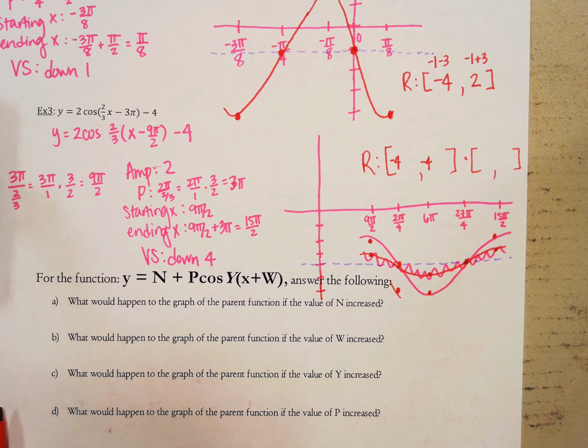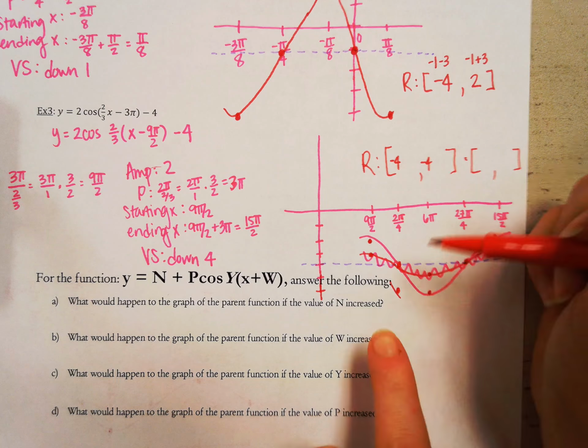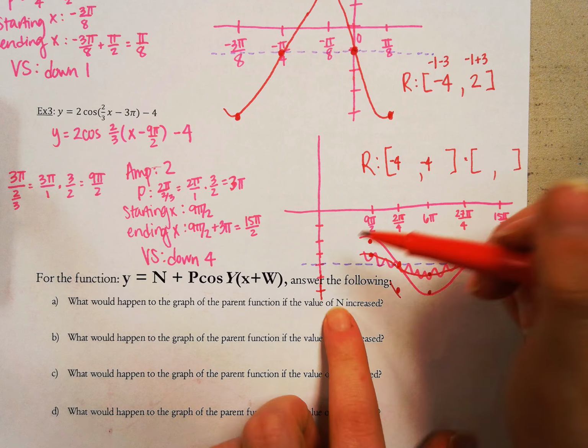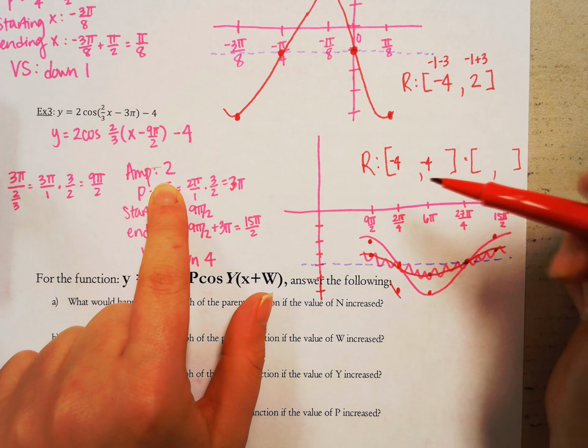So there we go. That's a little bit better. So we're still going to start at our -4, and we're going to add on our amplitude of 2.